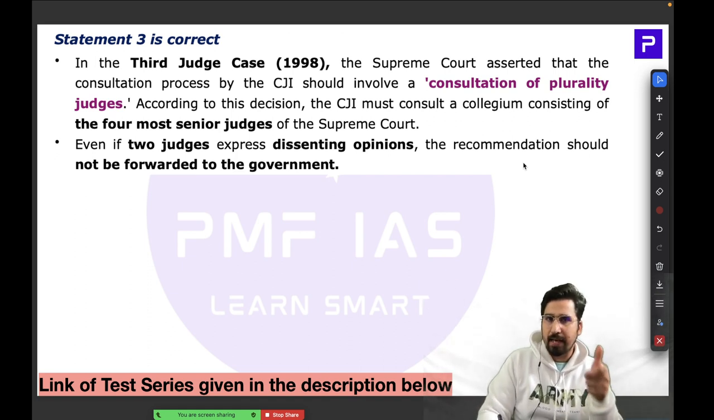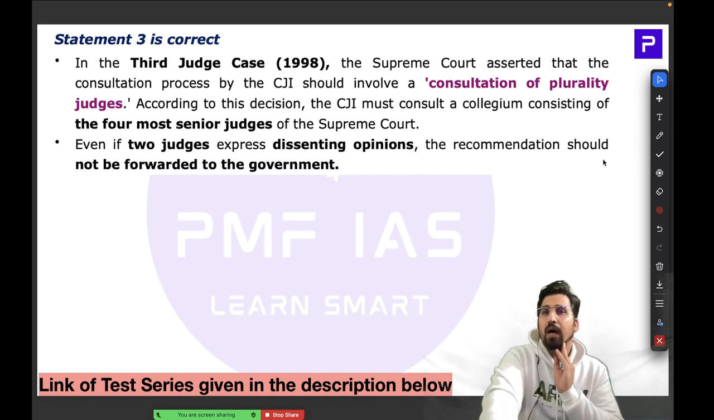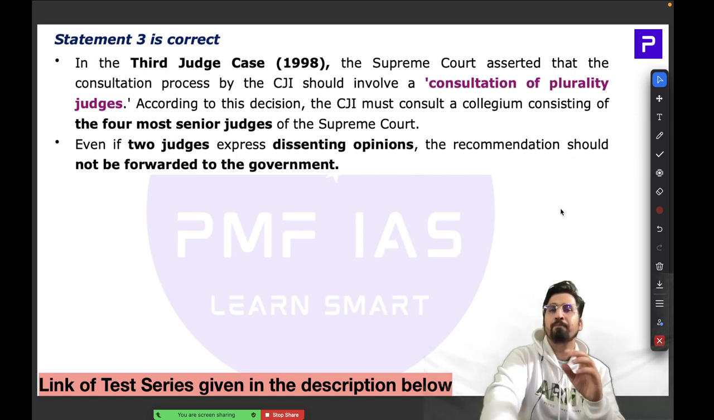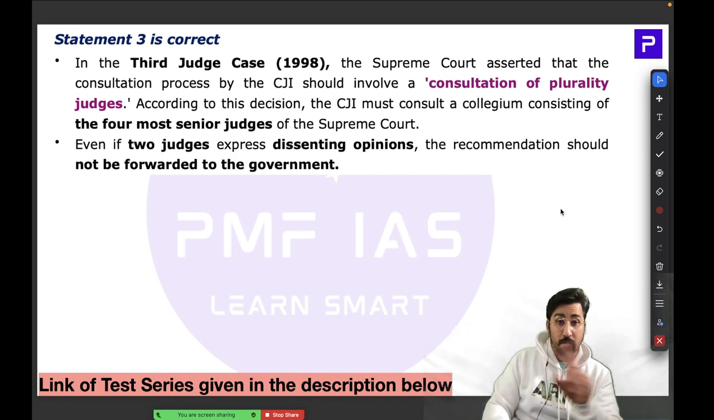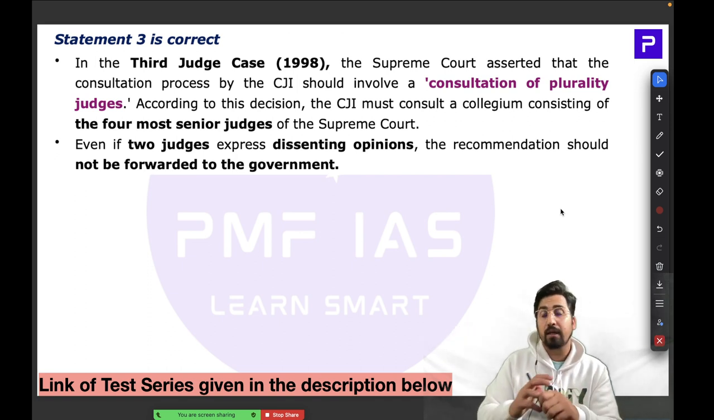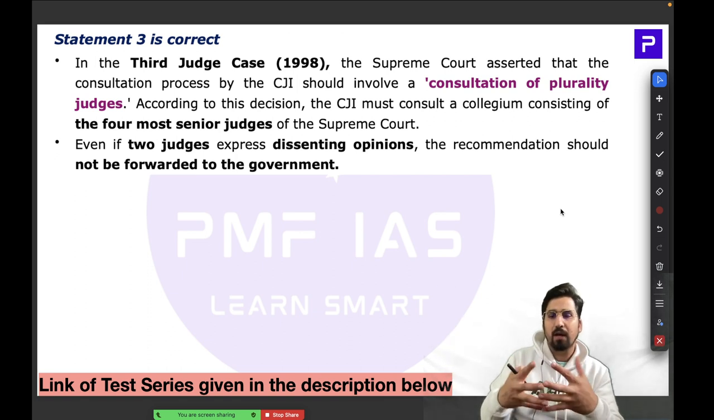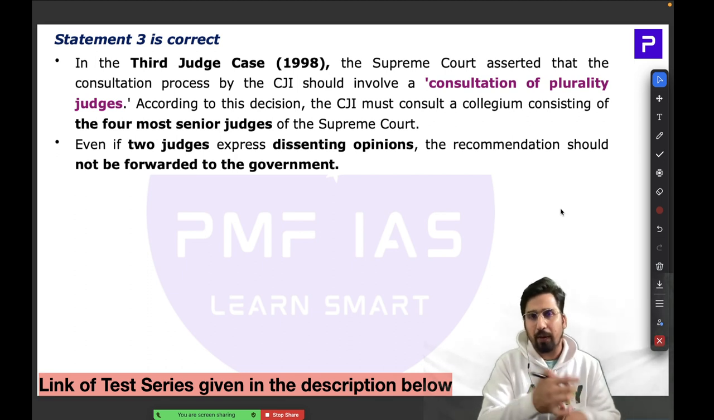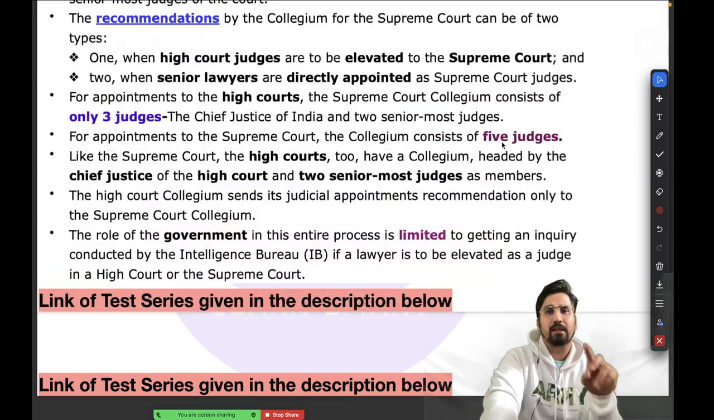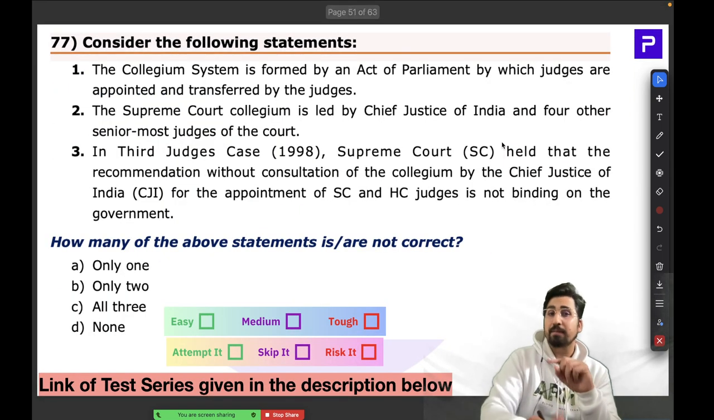And the third Judges case, 1998, I told you, it talks about the consultation process, how the consultation is to be done. Like the five members of the collegium, even if two judges don't agree, the recommendations would not be forwarded to the government. So the third case specifically talks about how the collegium is going to agree on the names for appointing or transferring the judges. So the second and third Judges cases are important with respect to the collegium system.